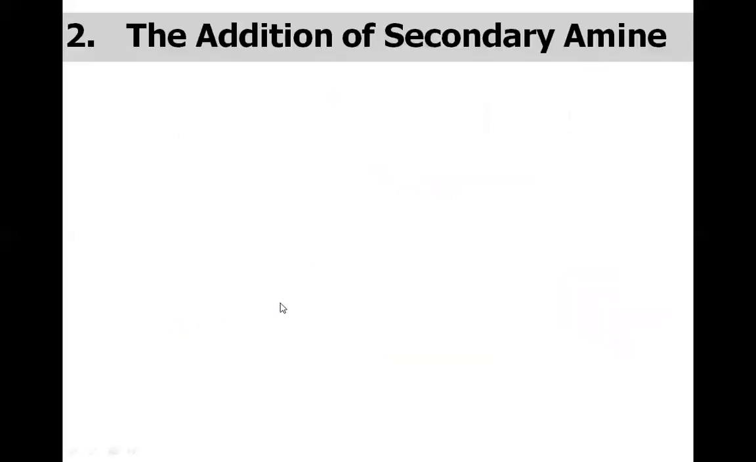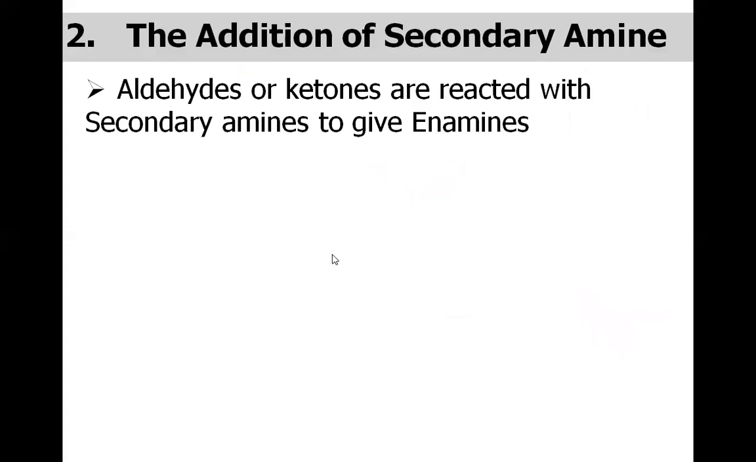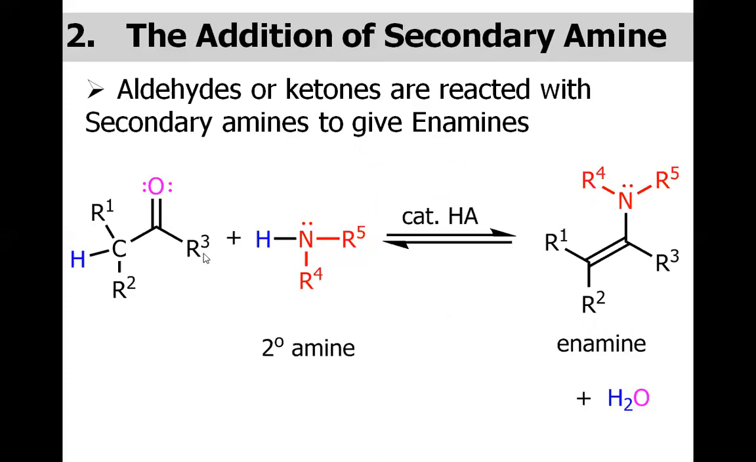Now let us discuss the attack of the secondary amine on the aldehyde or ketone. It will give the enamines. So this is a general reaction. This is the aldehyde or ketone, and this is the general structure. For the secondary amine, you could see we have only one hydrogen, not two hydrogens, and we have this enamine bond. What is enamine? As the name suggests, we have the double bond, ene, and amine on the same carbon. So this is called enamine.